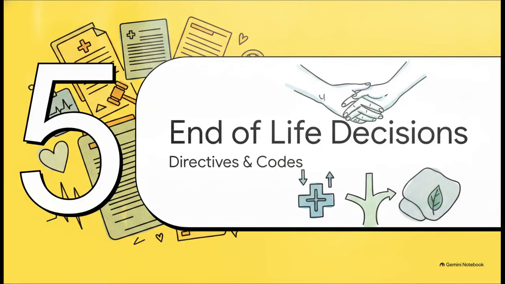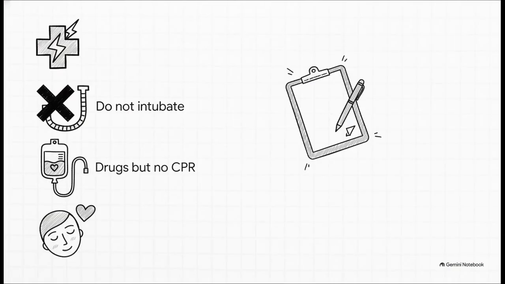And that brings us to our final section, Module 5, End-of-Life Decision-Making. In end-of-life care, you're going to encounter a lot of specific code orders. A full code means all heroic measures are taken. DNI means do not intubate. A chemical code means you're using resuscitation drugs, but no physical CPR.